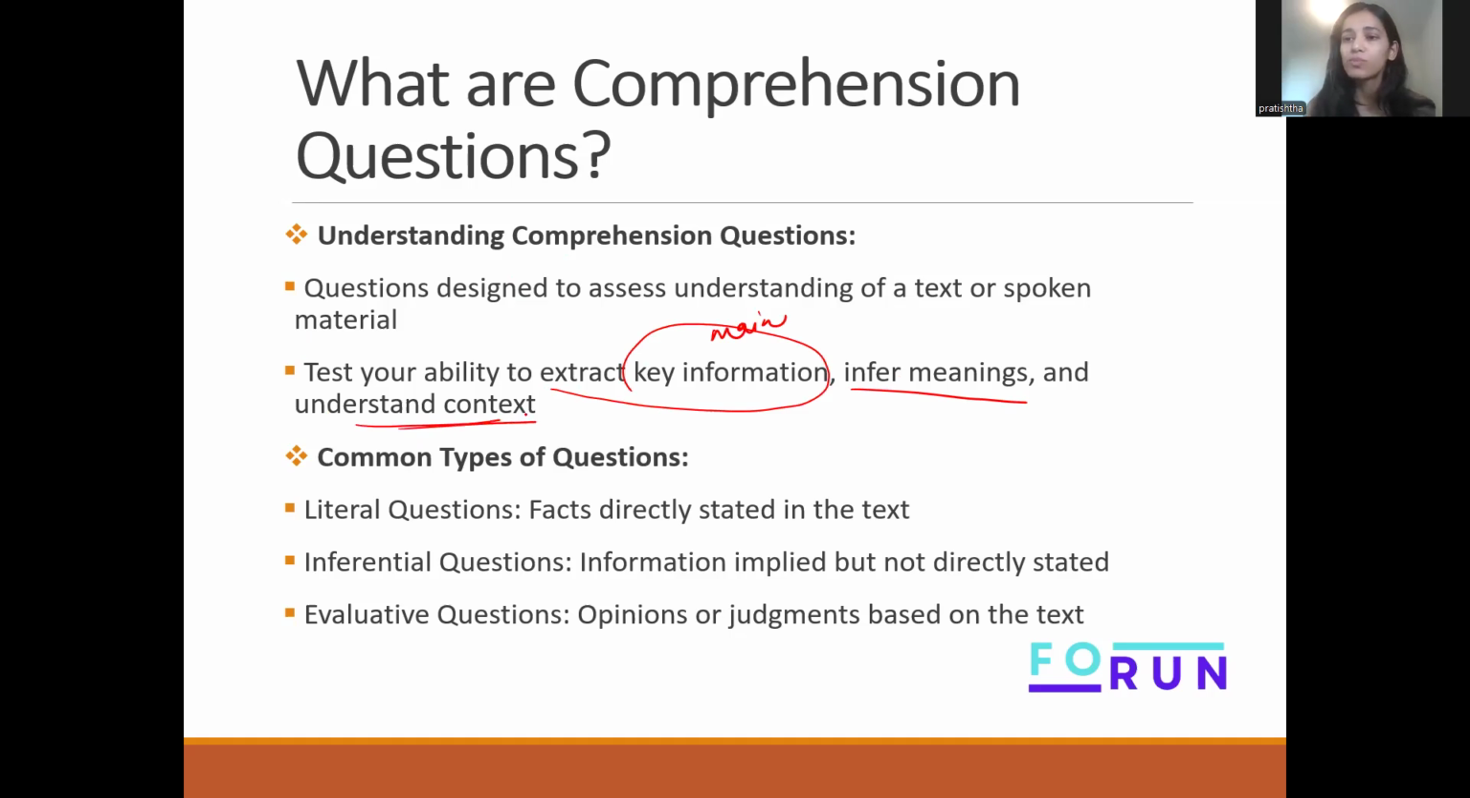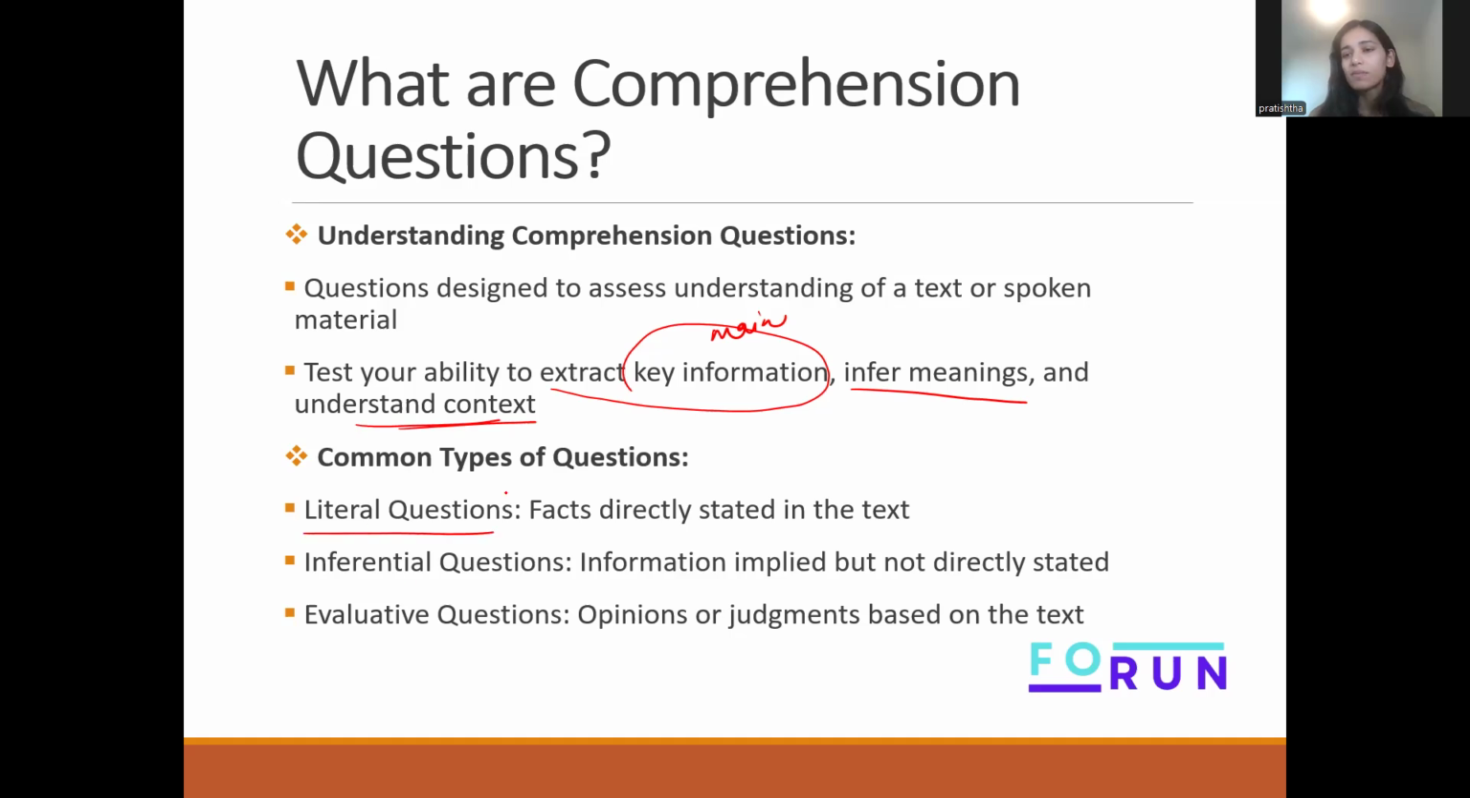So yesterday we also spoke about context a little bit. Context can change according to different situations. For example, I say one single line, in a different context it would mean something else, or in a different situation. So we have common types of questions. Three common types of questions are there.